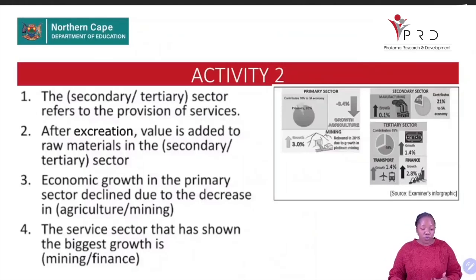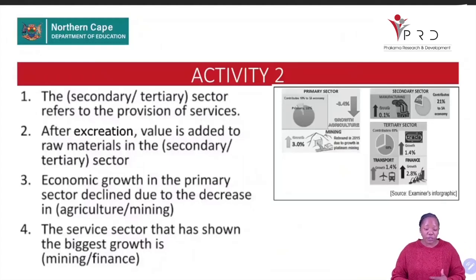So if you go through the questions, the first one says the secondary or tertiary sector refers to the provision of services. So you choose between the secondary and tertiary sector. Now you must be able to underline the keywords so that you get the answers correct. The second question says after creation, the value is added to the raw material, is it the secondary or the tertiary sector. So the key there is after.